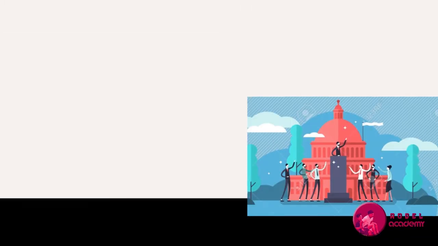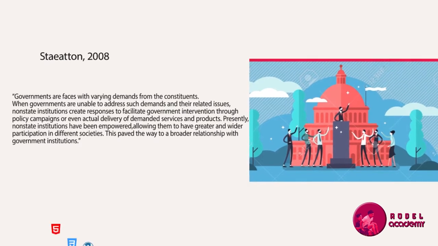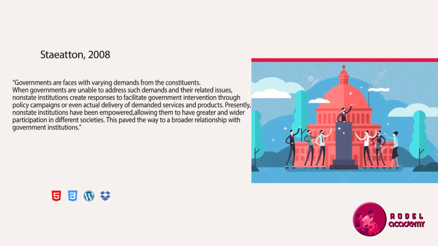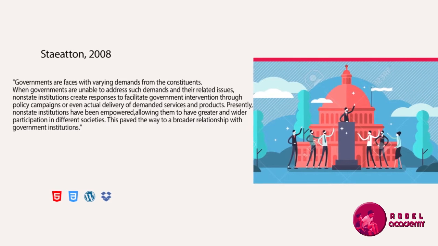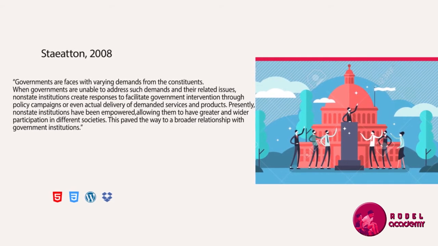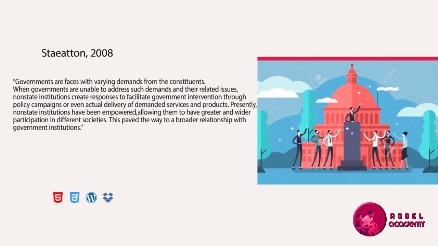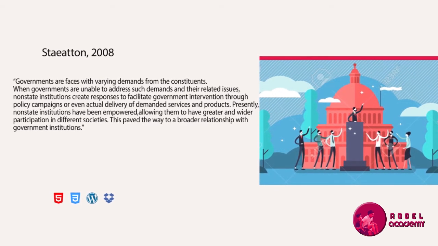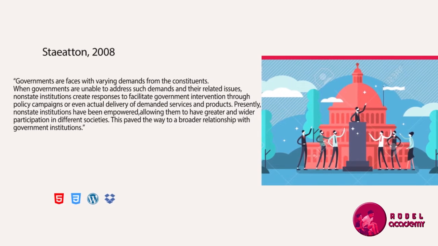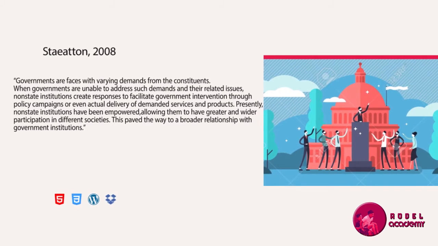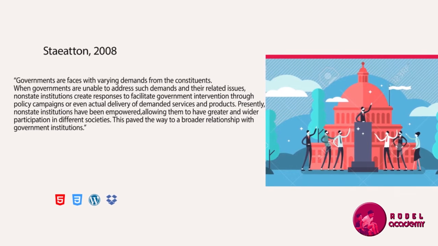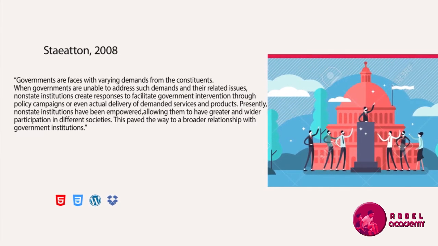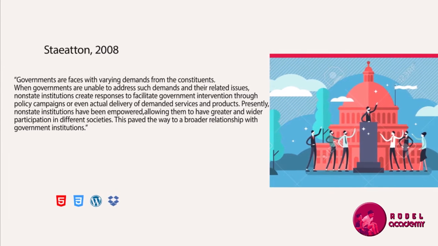Governments are faced with varying demands from the constituents. When governments are unable to address such demands and their related issues, non-state institutions create responses to facilitate government intervention through policy campaigns or even actual delivery of demanded services and products. Presently, non-state institutions have been empowered, allowing them to have greater and wider participation in different societies. This paved the way to a broader relationship with government institutions (Staten, 2008). The ideal relationship of government and non-state institution is on equal footing in addressing social issues.